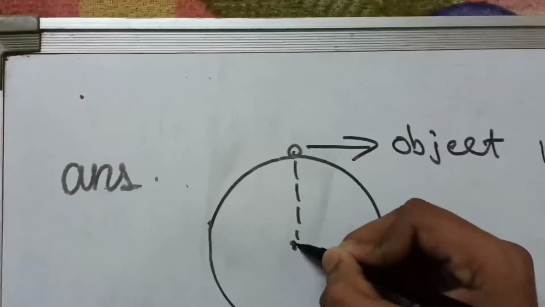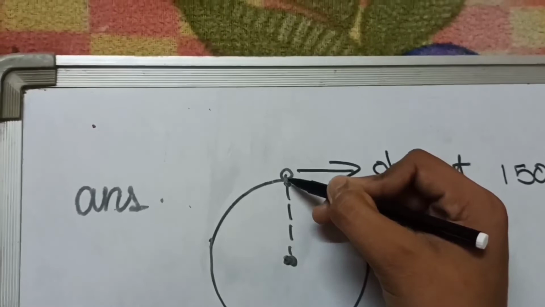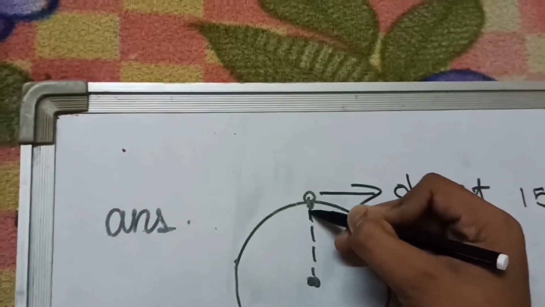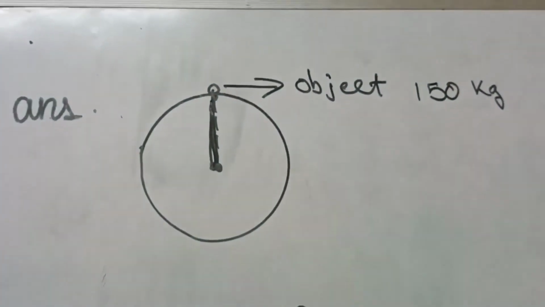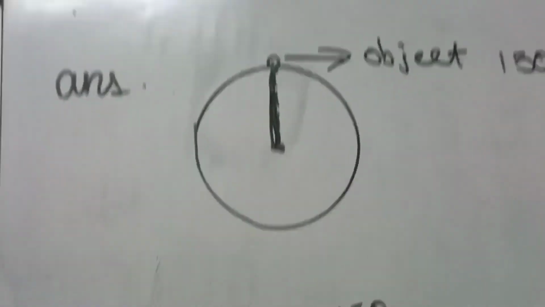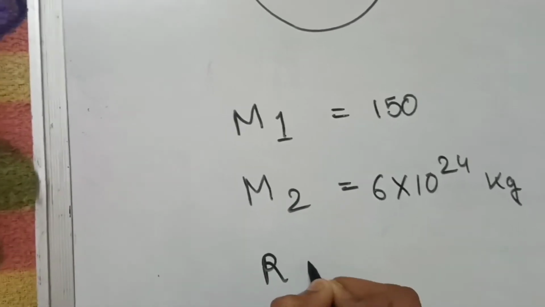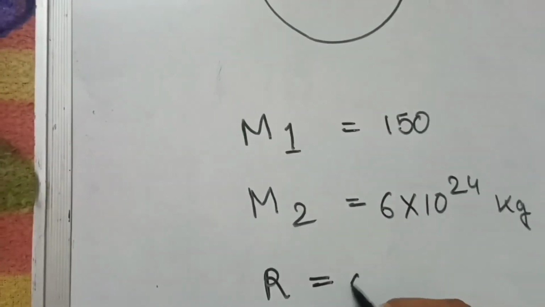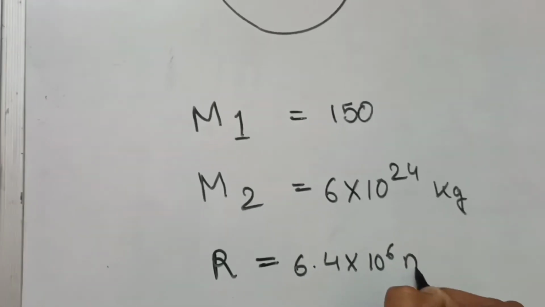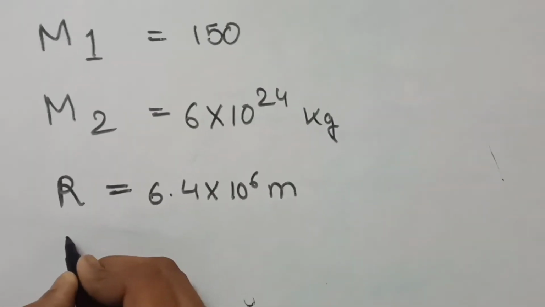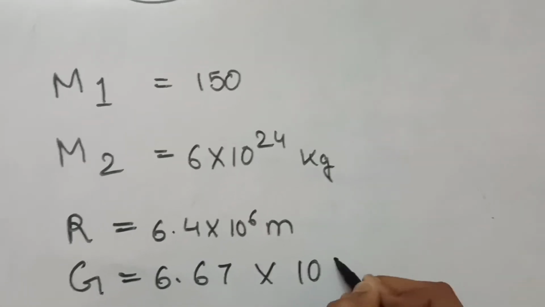Then this is the center of the earth and this is the object kept on the surface of the earth. So the distance between them in this gravitational force, the r, will be the radius. The radius will be the r in this question. So the radius of earth is also given in the question. That will be our r and it is given as 6.4 into 10 to the power 6 meters. And the value of G we all know, 6.67 into 10 to the power minus 11.